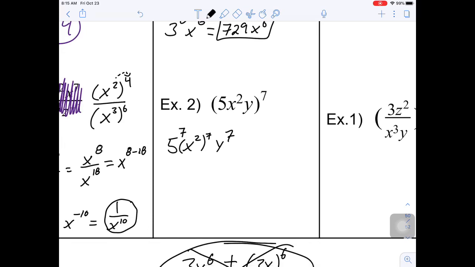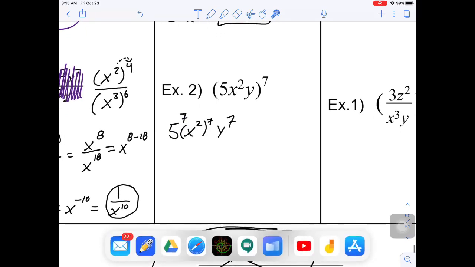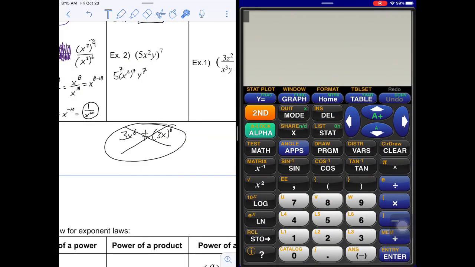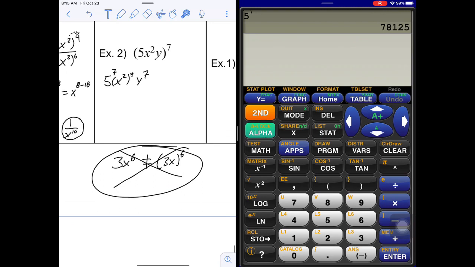Okay, so 5 to the power of 7, let's figure out what that is first. So 5 to the power of 7 will become 78,125. Now, how do I simplify this?